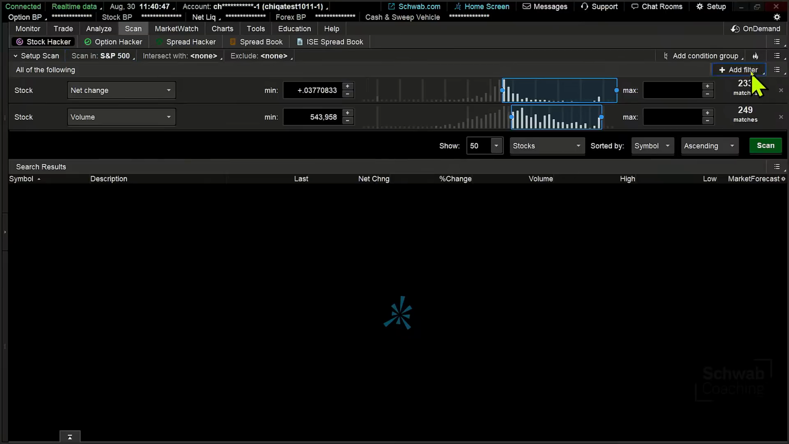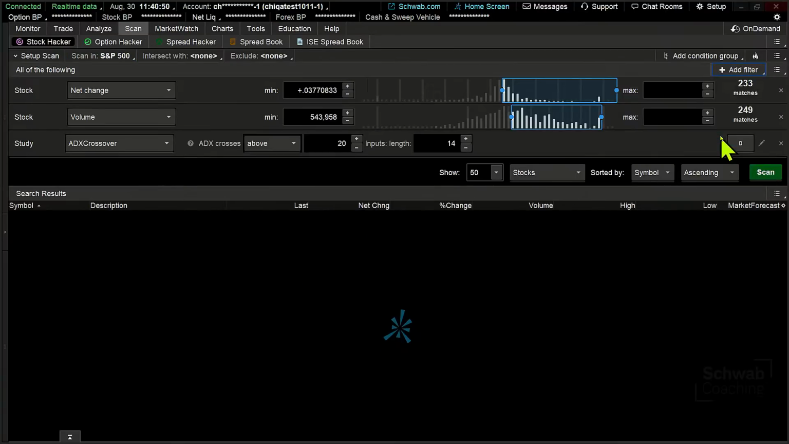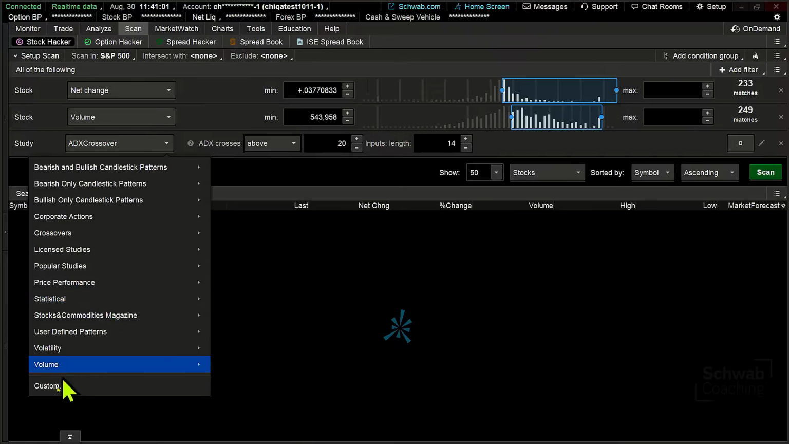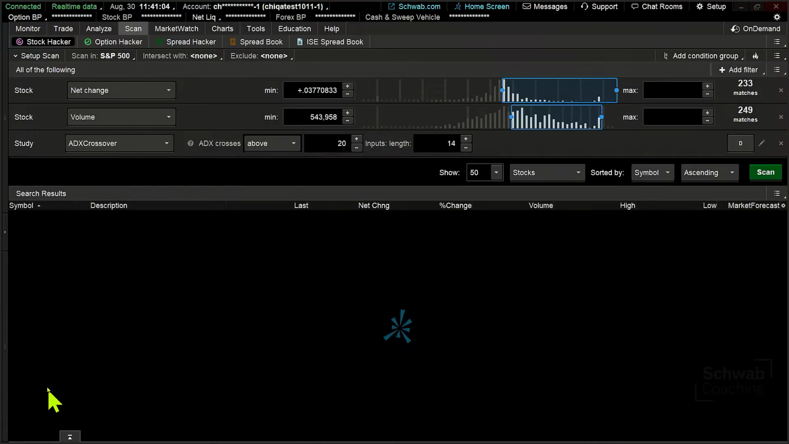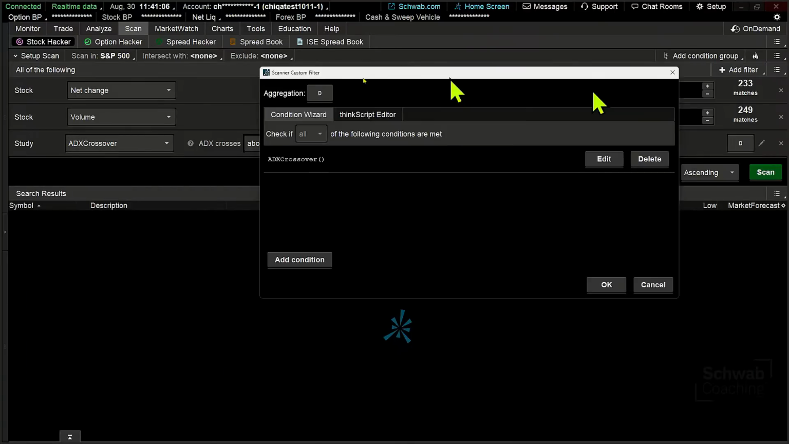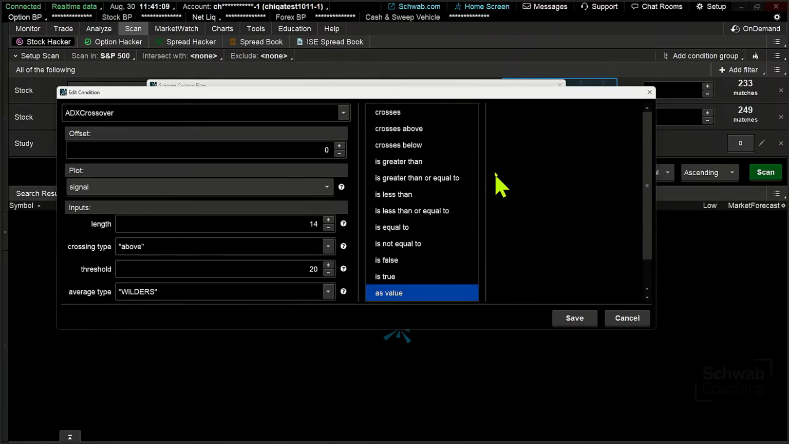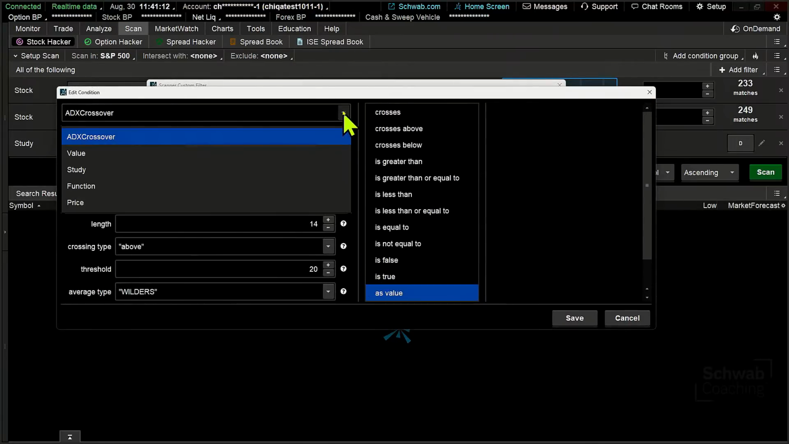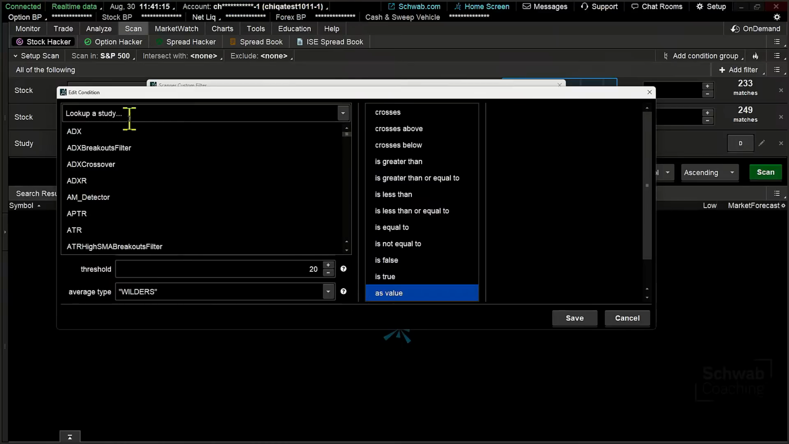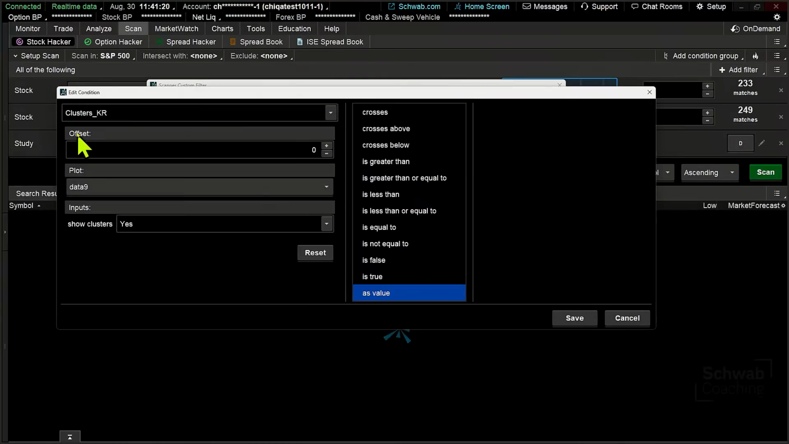Okay. Now what I'm going to add is a study filter, and this is where it's different from paperMoney. If you're in a live account, it is different from paperMoney because you can use a study-based filter. So I'm going to go to custom, and I'm going to build a custom study. I'm going to click on edit, and I'm going to add a study, and the study that I want is CLUSTER, the clusters study that we just talked about. And all I want to do is say, all right, cluster true.